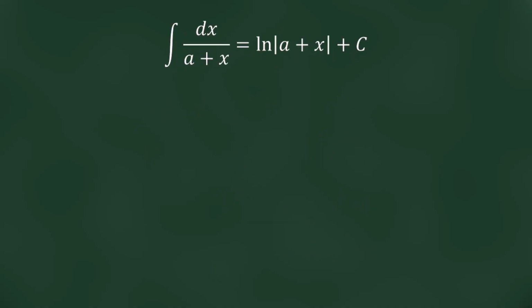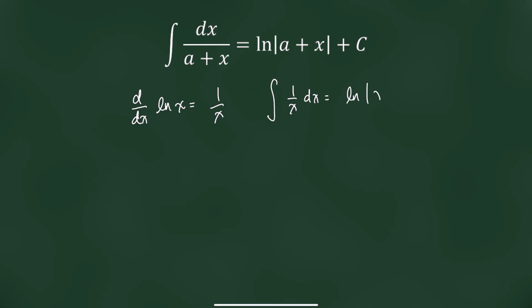All right, our next formula gives us an antiderivative for things of the form dx over a plus x, or 1 over a plus x. What we're utilizing here is that the derivative of the natural log of x is equal to 1 over x, which then tells us that the antiderivative of 1 over x dx is going to be the natural log of the absolute value of x. We need the absolute value here because it's possible in our antiderivative that x could be a negative number, but we can't take the natural log of a negative number, so we put the absolute value on it to take care of that. Put in our plus c.